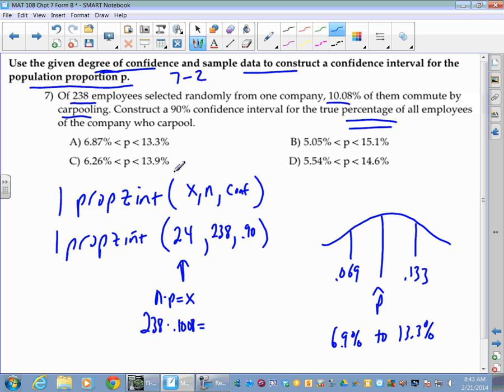Okay. Questions? That's why it's proportion or percent for p hat. Great. We're moving on.